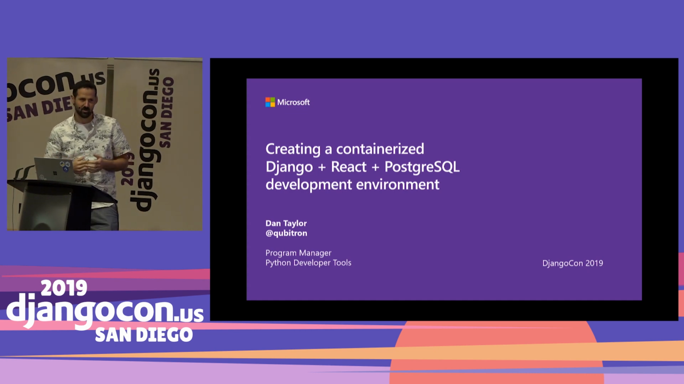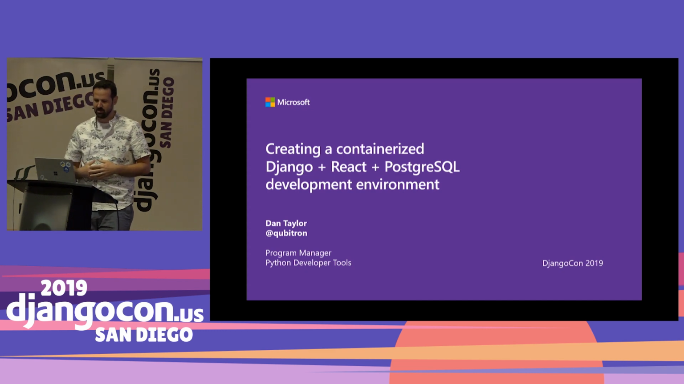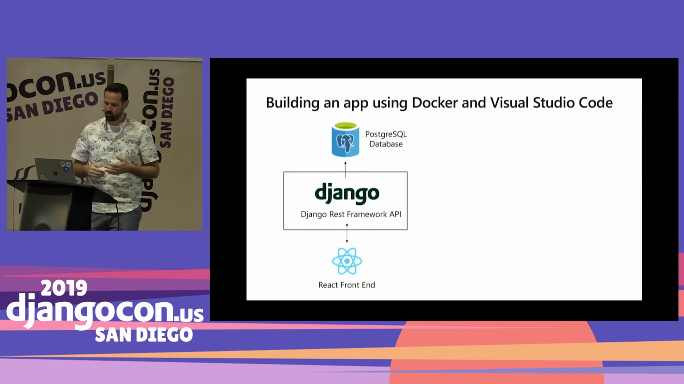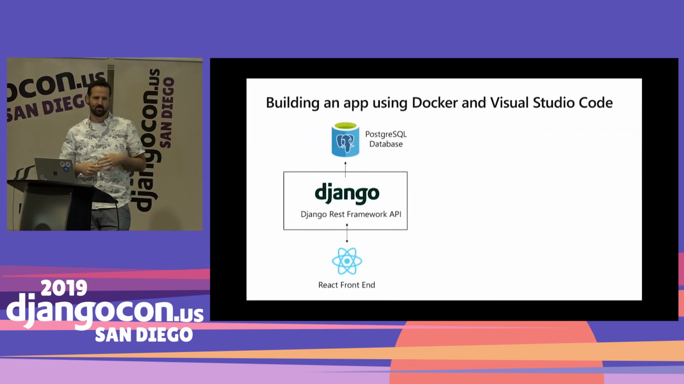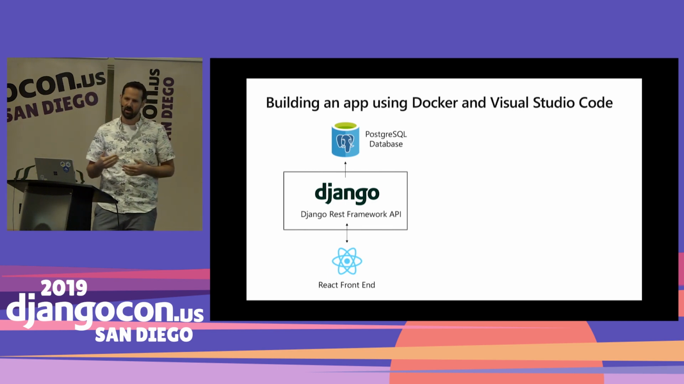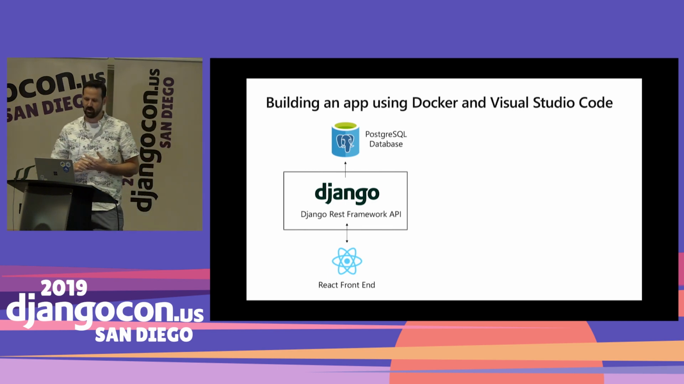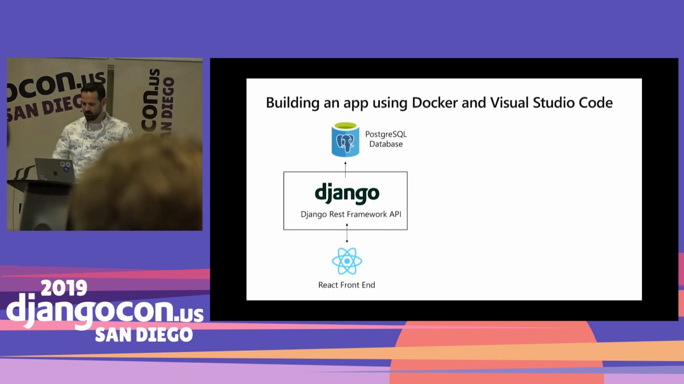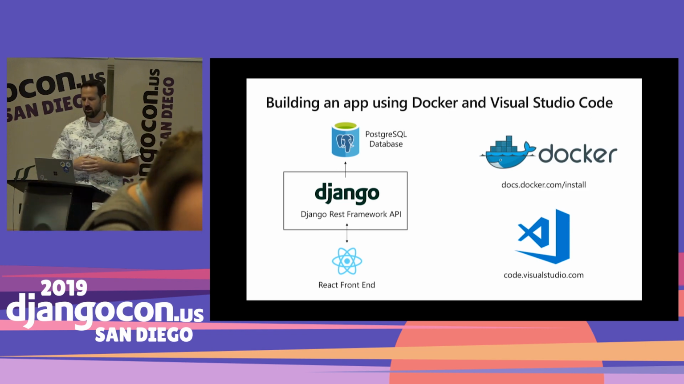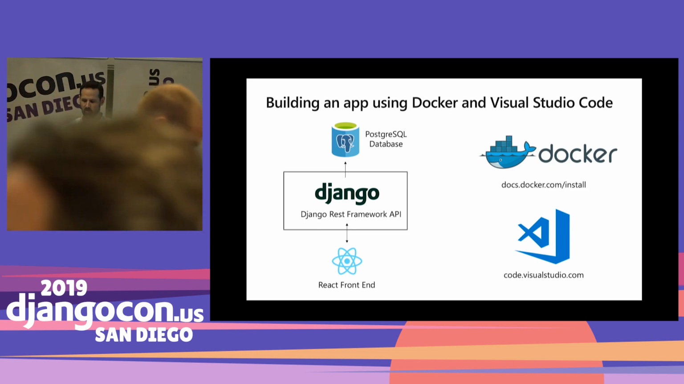So I'm a program manager on our Python developer tools at Microsoft, and today's talk is about how you set up a development environment that's running inside of a container. For this talk, we'll be building a sample application that uses a somewhat common configuration where you have a Django REST Framework API with a React front end and a Postgres database. And to build this application, we're going to use just two dependencies. We'll be using Docker and Visual Studio Code.